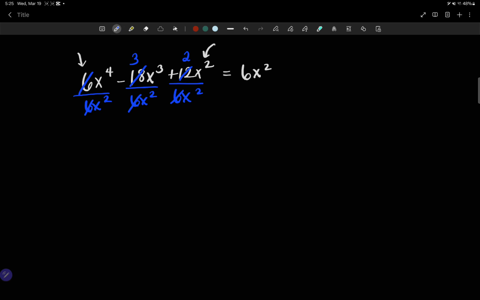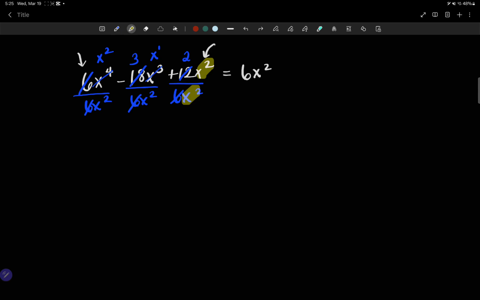Now, if I have 4 factors of x and I'm taking away 2 of them, that means I have 2 left over. If I've got 3 of them and I'm taking away 2 of them, that means I have 1 left over. If I've got 2 of them right here and I'm taking away 2 of them, then I'm not going to have any left over. So I had 4 here, dividing out 2 leaves 2. I've got 3 here, dividing out 2 leaves 1.